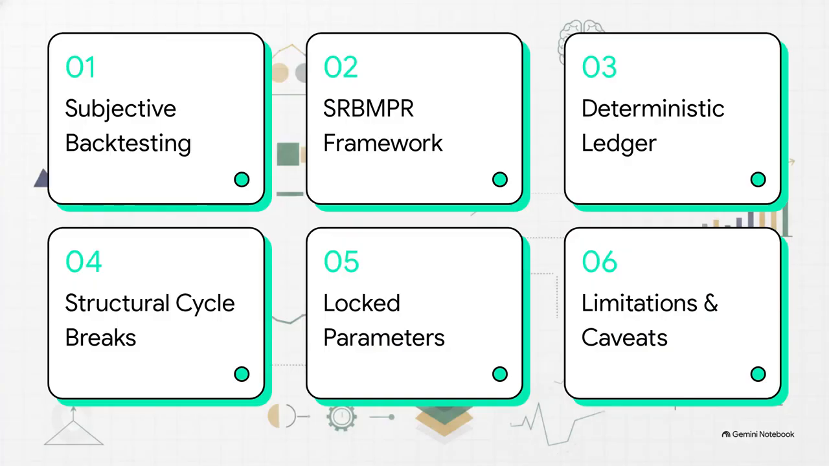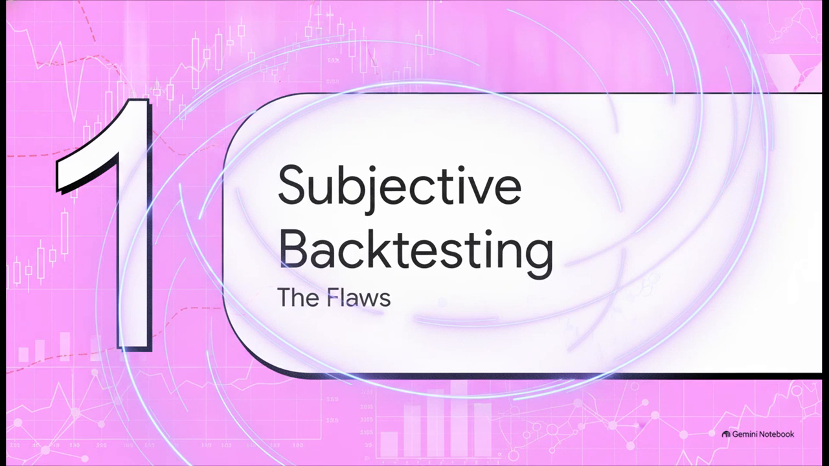So here's our roadmap for today. First, we'll look at the flaws of subjective backtesting. Then, we'll introduce the SRBMPR framework, map out the deterministic ledger, and define structural cycle breaks. After that, we'll cover the locked parameters and rules, and finally, we'll wrap up with the framework's limitations and honest caveats. Starting things off with Section 1, the flaws of subjective backtesting.